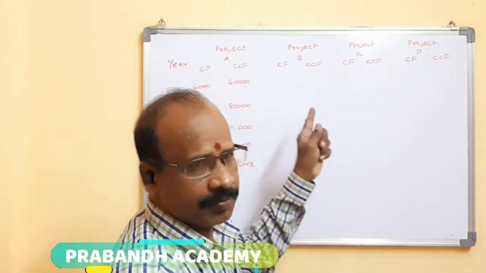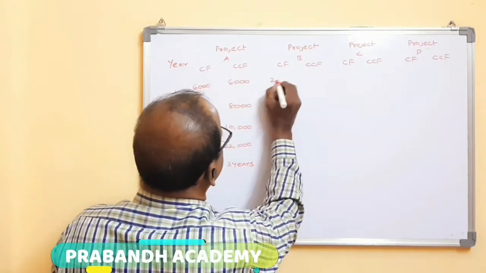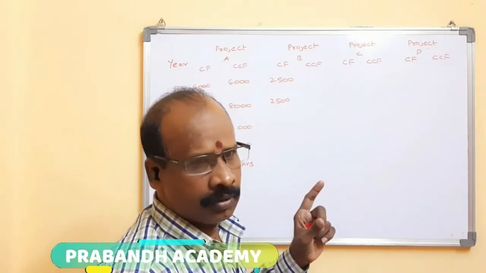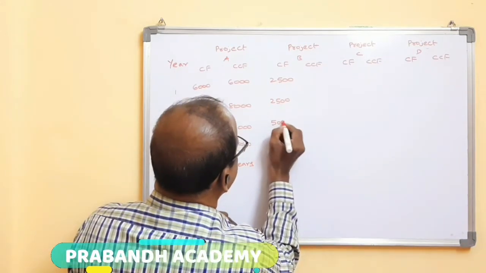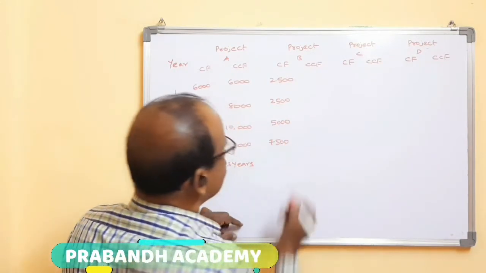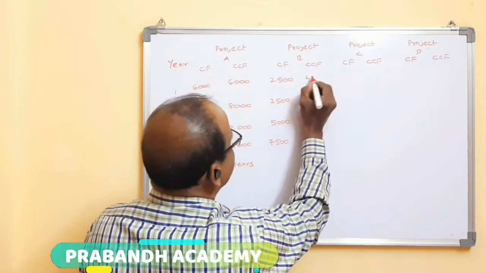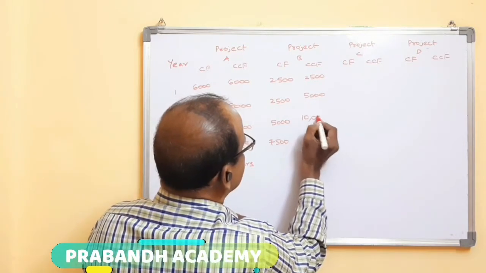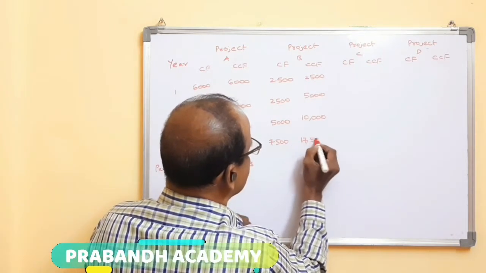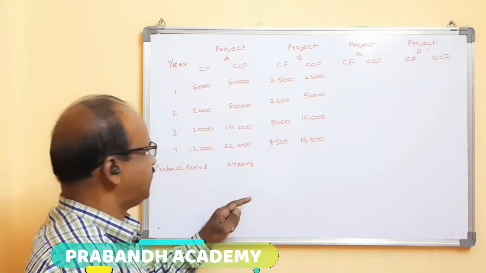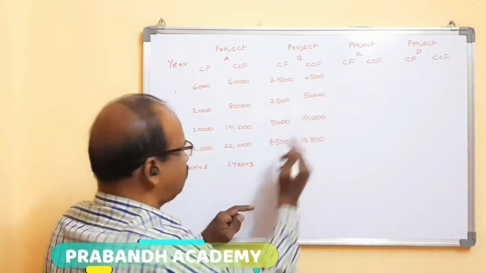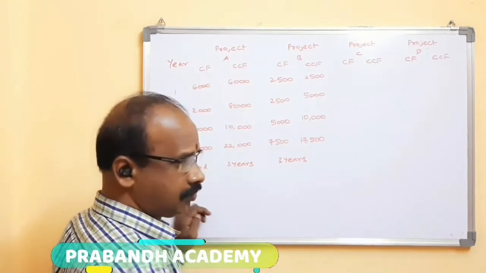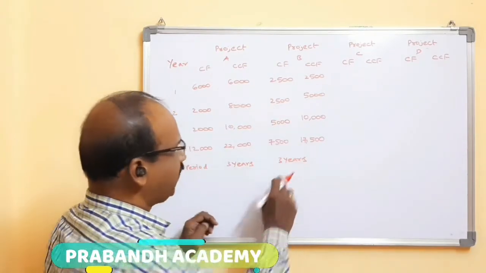And project B. Project B cash flows are 2,500, second year 2,500, third year 5,000, and fourth year 7,500. Now calculate cumulative cash flows: 2,500, 5,000, 10,000, and 17,500. So in this case also, payback period is 3 years. For project B, we get 3 years.